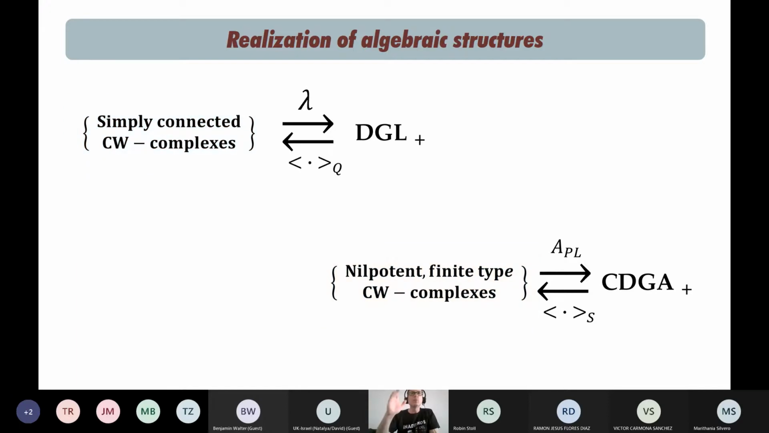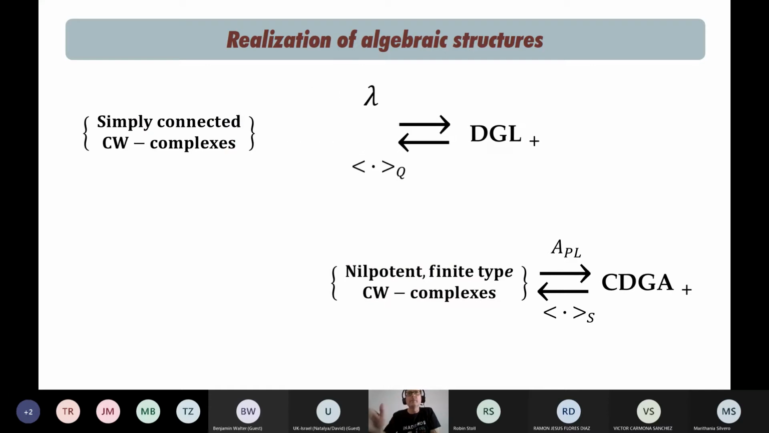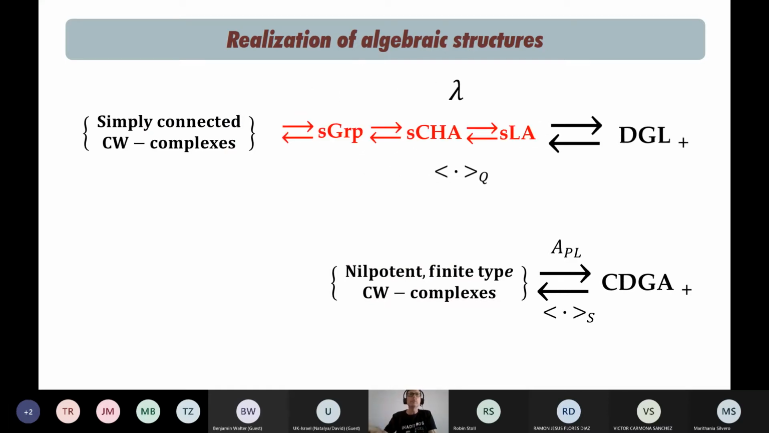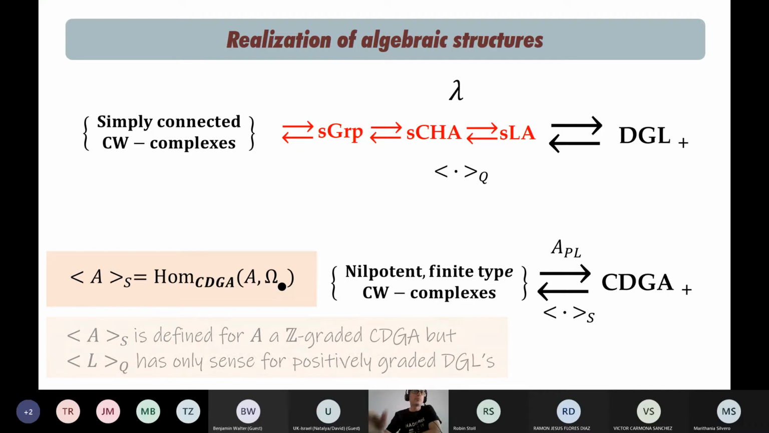For example, the Quillen pair of functors is in fact a composition of 4 pairs of adjoint functors. And also the Sullivan realization functor is simpler because it's defined as a co-representable functor co-represented by a simplicial CDGA. This contrasts with the Quillen approach.